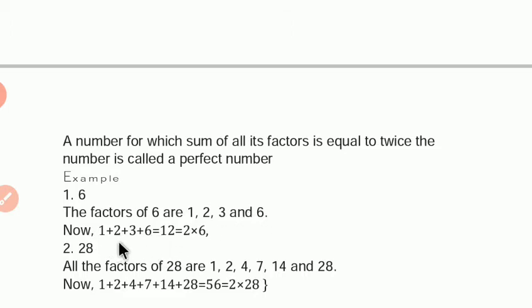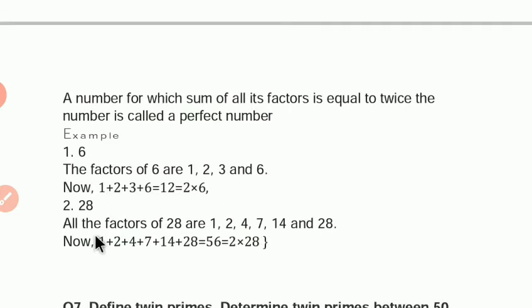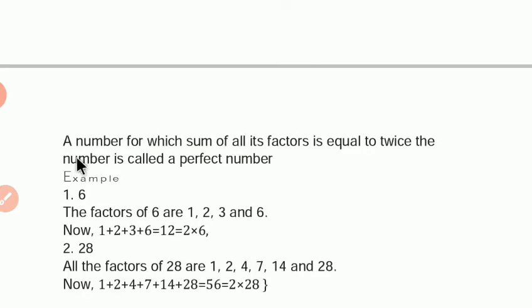So now add 1 plus 2 plus 3 plus 6, which is equal to 12. And 12 is double of 6. It means it is a perfect number. Then 28. The factors are 1, 2, 4, 7, 14 and 28. If we add, we'll get 56, which is double of 28.